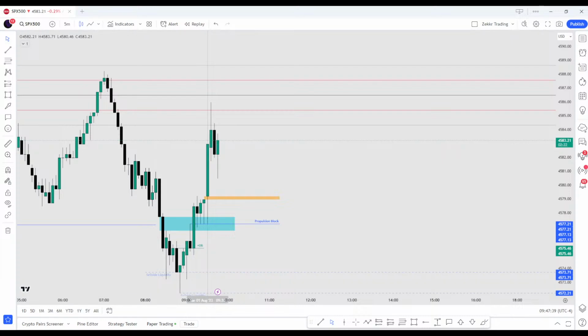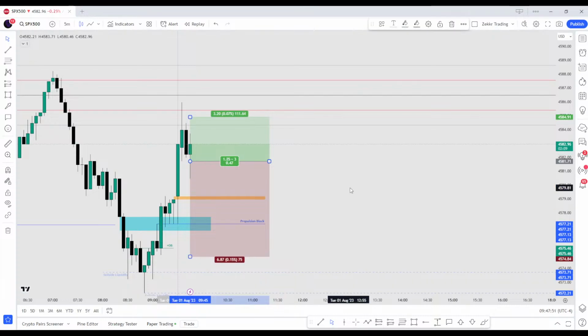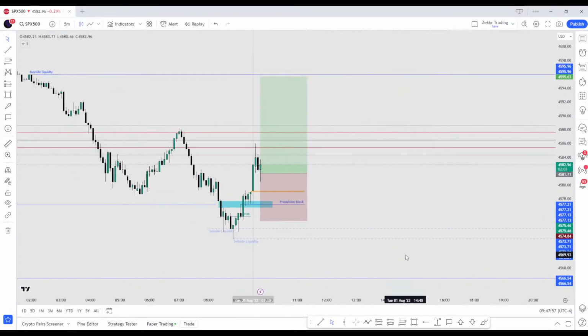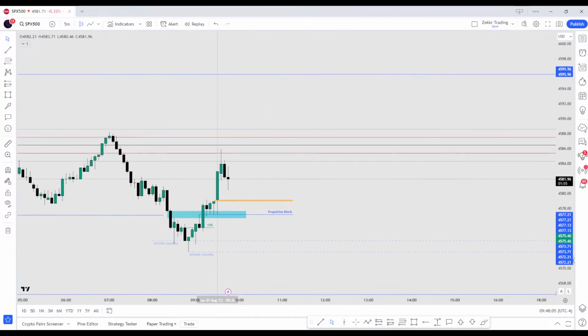Nice rejection. That's good, just below the propulsion block. My stop loss, so just let me know if your stop loss is like this, and then maybe this. I don't know. Just try to get 5 points. Okay, yeah, that's nice. That's a nice 1-to-1, to be honest.